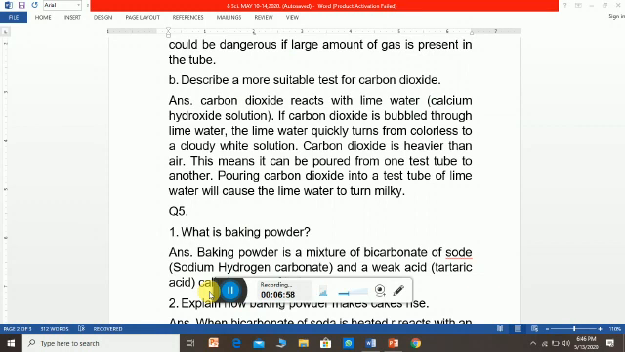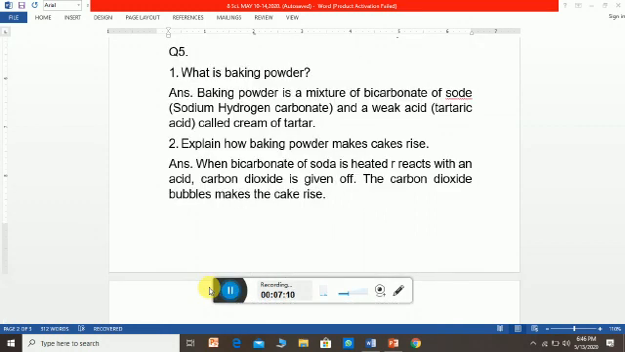And the last question, the fifth question: what is baking powder? And the second part of the question is, explain how baking powder makes cakes rise. We already discussed these two parts in the previous video lectures. Baking powder is a mixture of bicarbonate of soda, which is sodium hydrogen carbonate, NaHCO3, and a weak acid, which is tartaric acid, C4H6O6. These two are mixed with each other.